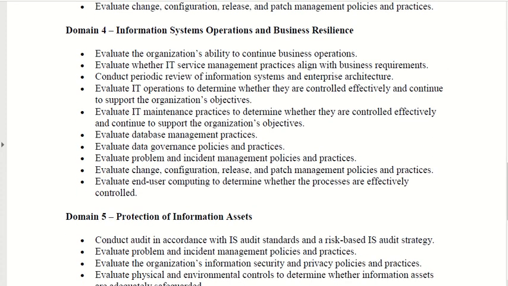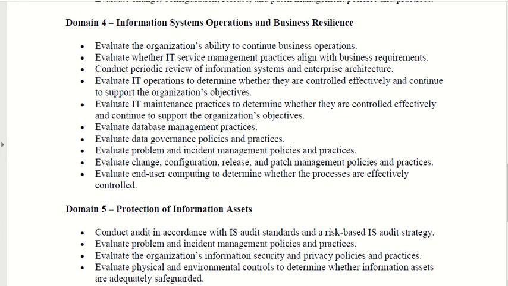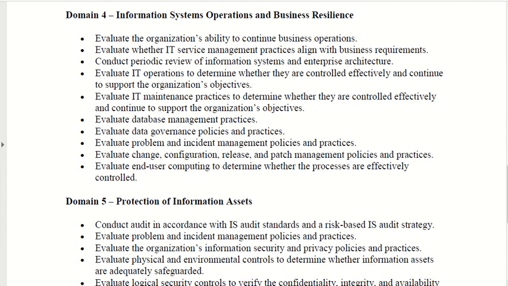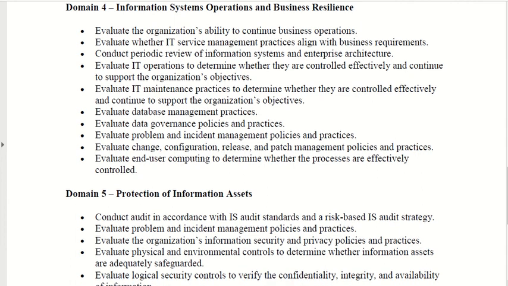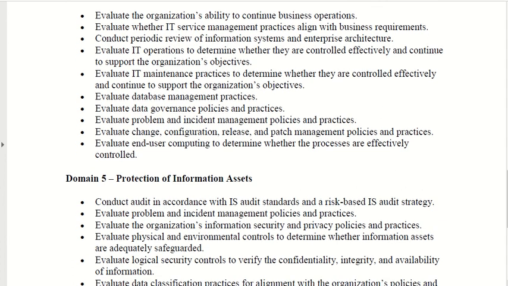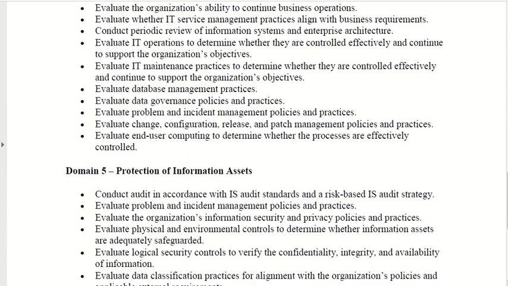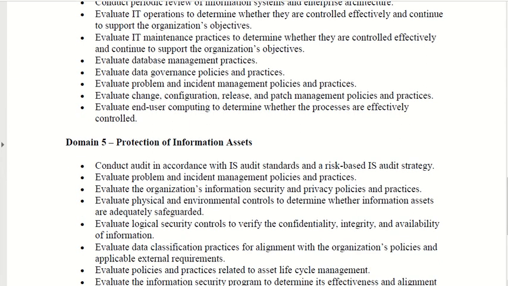Evaluate IT maintenance practices to determine whether they are controlled effectively and continue to support the organization's objectives. Evaluate database management practices. Evaluate data governance policies and practices. Evaluate problem and incident management policies and practices. Evaluate change configuration, release, and patch management policies and practices. Evaluate end user computing to determine whether the processes are effectively controlled.